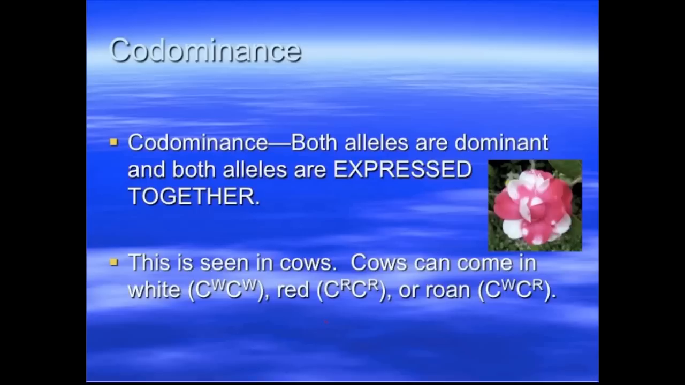An example of this is seen in cows. It can also be seen in horses. It's not very common in humans, but I will talk about a trait that in humans codominance applies to. But for now, let's just stick to cows. So cows can come in white, which are coded for by CWCW. They can come in red, which would be CRCR, or they can be roan, which is CWCR. I'll explain that as soon as you see the pictures.